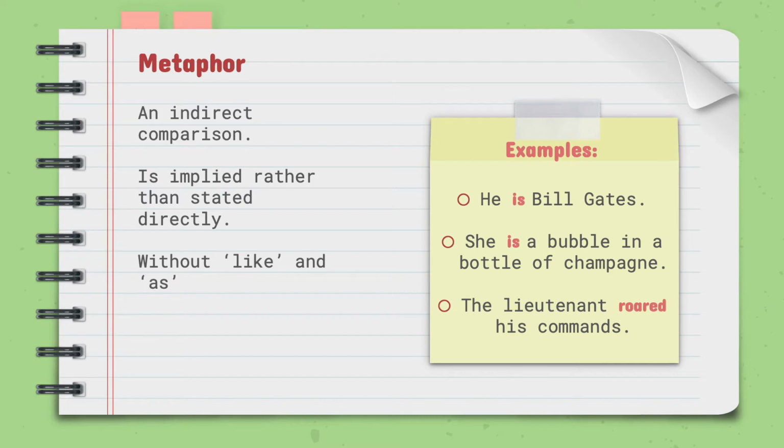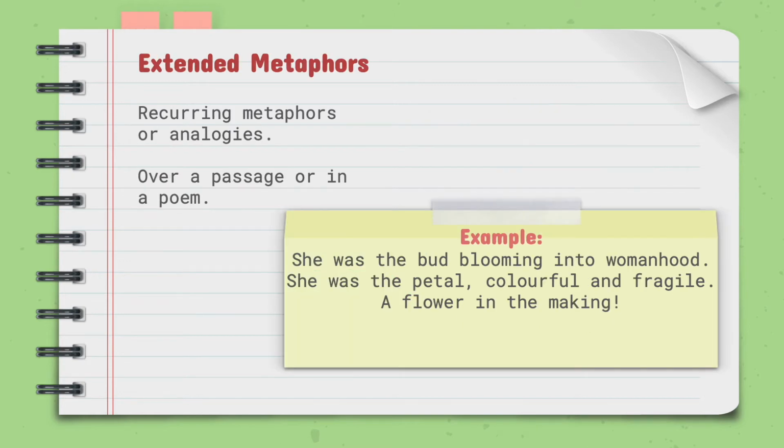The last example says, the lieutenant roared his commands. We are implying that the lieutenant is aggressive. We have just gone through what a metaphor is in its basic form.